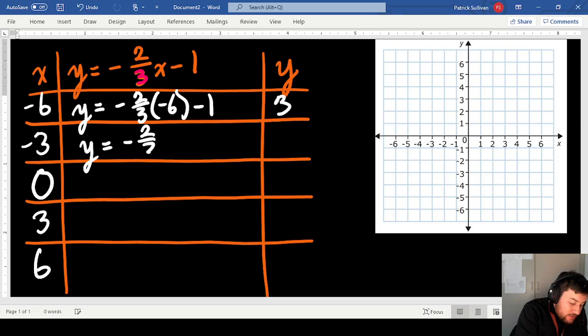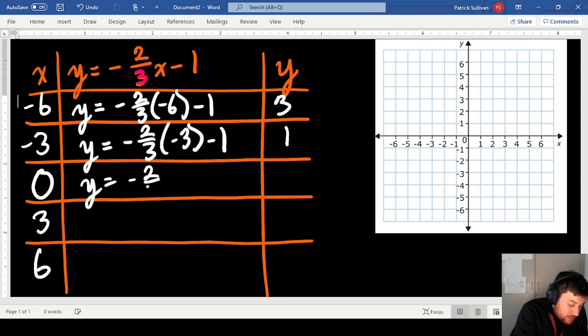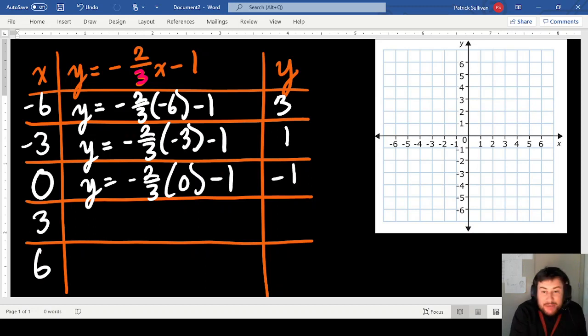Y equals negative 2/3 times negative 3 minus 1. Well, negative 2/3 times negative 3, that's going to be positive 2. 2 minus 1 is 1. Y equals negative 2/3 times 0 minus 1. Okay, that's going to give me negative 1. Anything times 0 is equal to 0.